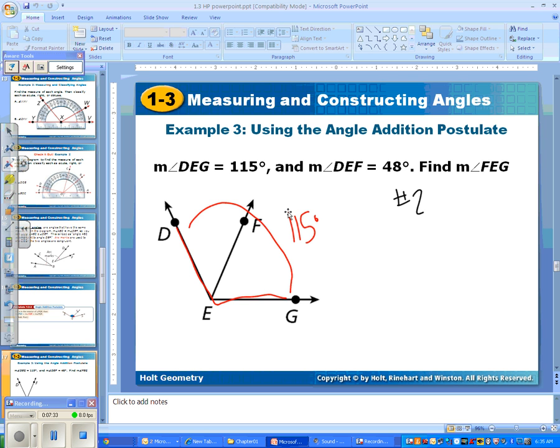I want you to get used to drawing in your pictures if you can as much as possible. And then it says measure of angle DEF is 48 degrees. So this part is 48 degrees. And I want to know what the measure of angle FEG is. So what is the rest of this?